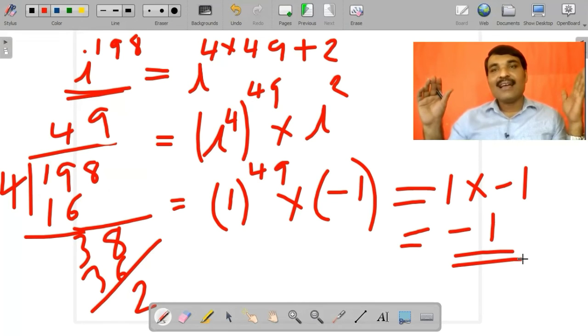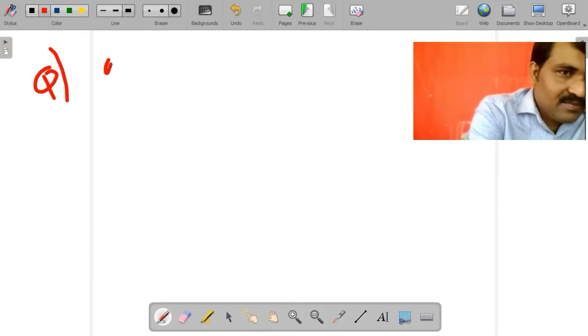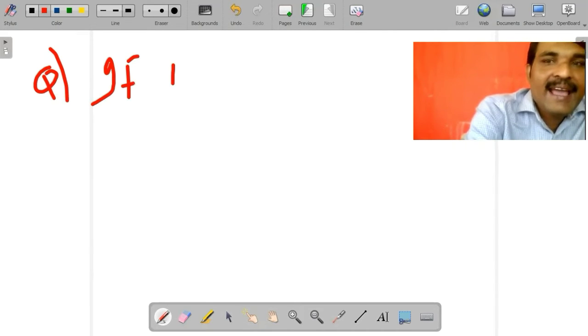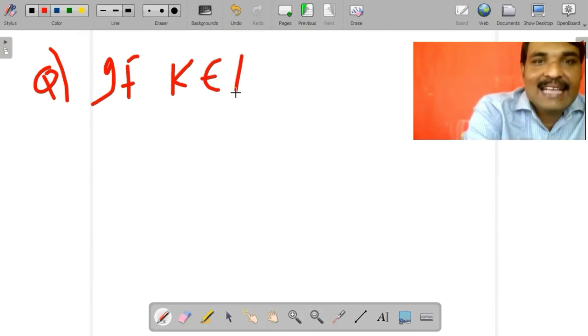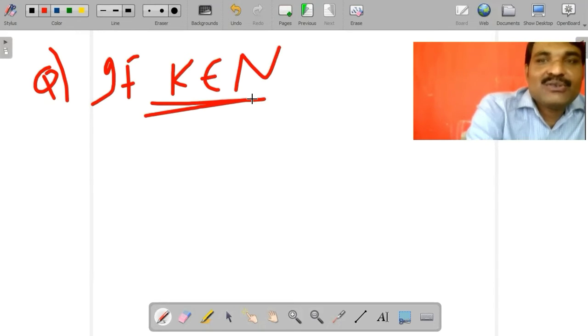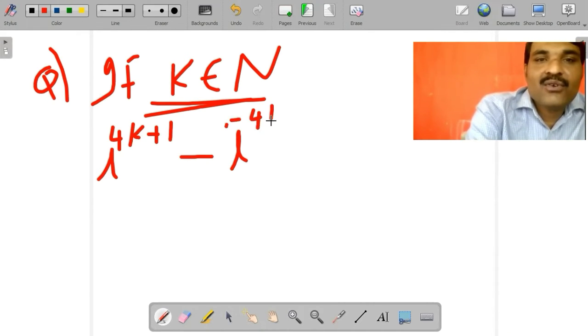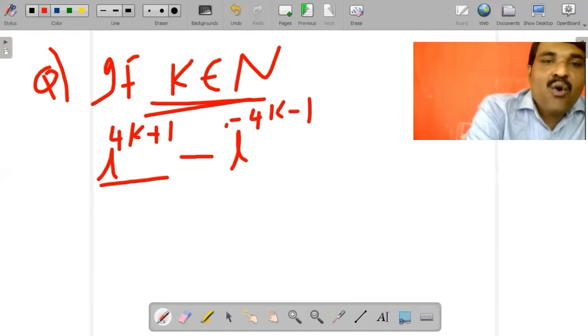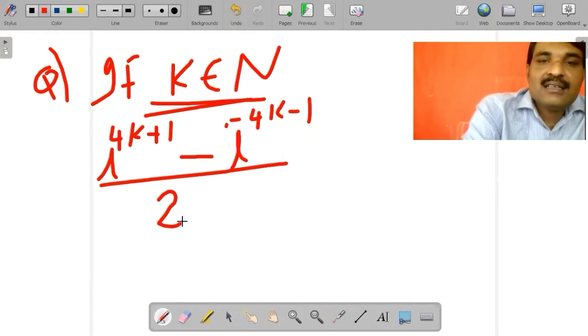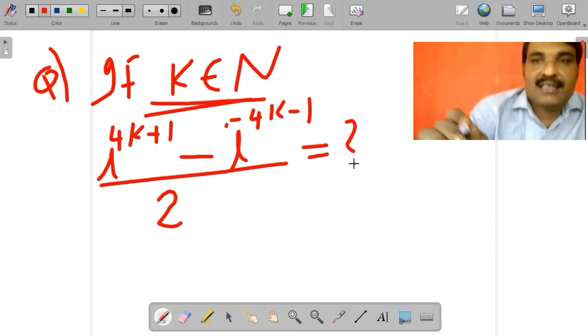First, we have to write that value as a multiple of 4. Right. If k belongs to natural numbers, k belongs to N, we want to find the value of iota raised to 4k plus 1 minus iota raised to minus 4k minus 1, all divided by 2. This is equal to question.